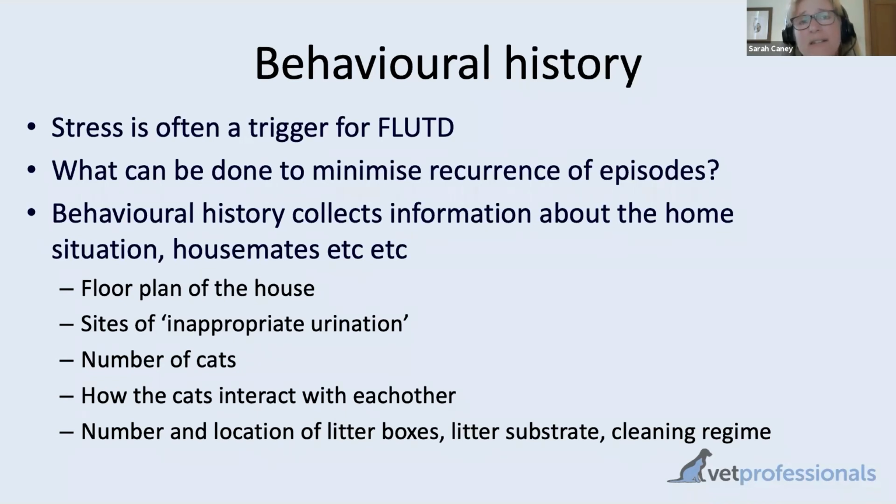So not necessary to always go into this much detail, but certainly again with those more persistent or recurrent cases, actually looking in detail at the behavioural background can be very helpful, because if we find areas where we think there is some tension or some conflict, then there may be a solution that we can use to support that. And I'll talk more about that next week in the idiopathic cystitis session.